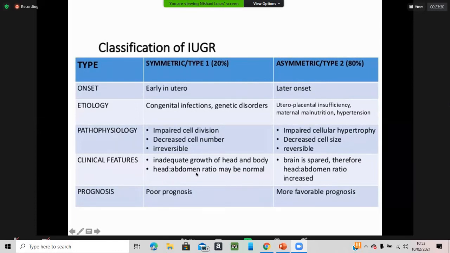So this will cause inadequate growth of head and body, where the ratios may be normal, but the prognosis is poor. So this is a group of children who will have chromosomal abnormalities and those who will have congenital infections like the TORCH infections, right? So Toxoplasma, rubella, that group. Then the rest, the majority, could be where there is uteroplacental insufficiency or maternal malnutrition, hypertension, whatever. It's more due to nutritional issues of the fetus or the placenta.